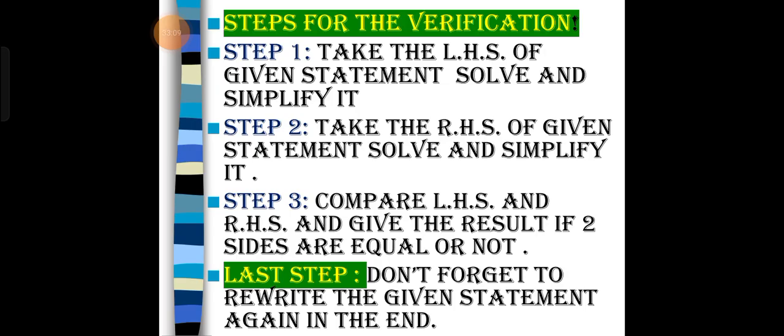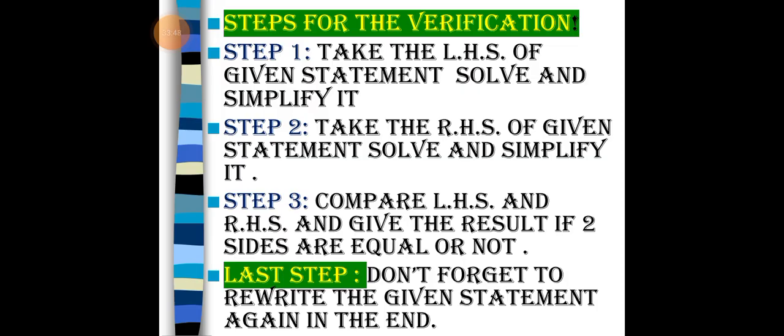In step 3 we need to compare LHS and RHS and give the result whether the two sides are equal or not. We're going to say, hence proved, LHS is equal to RHS, and then we need to rewrite the given statement again at the end. We need to give that statement back again.